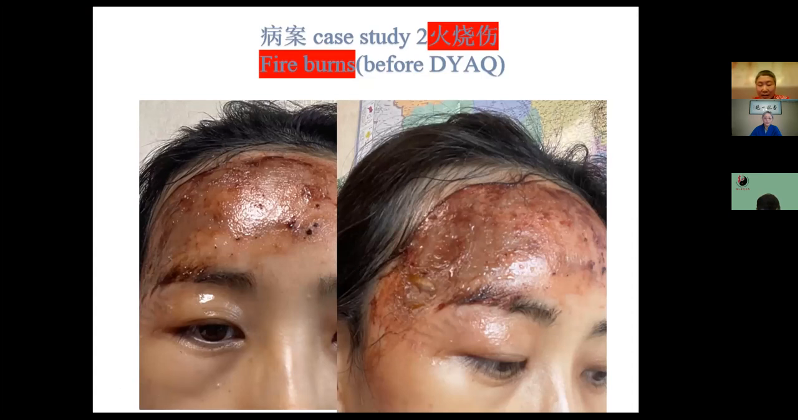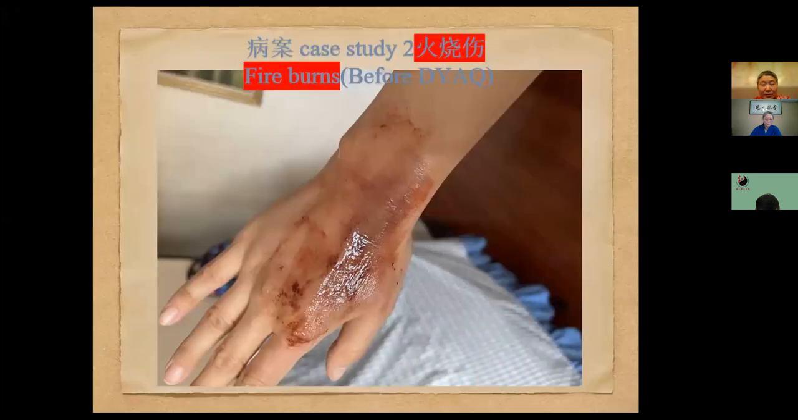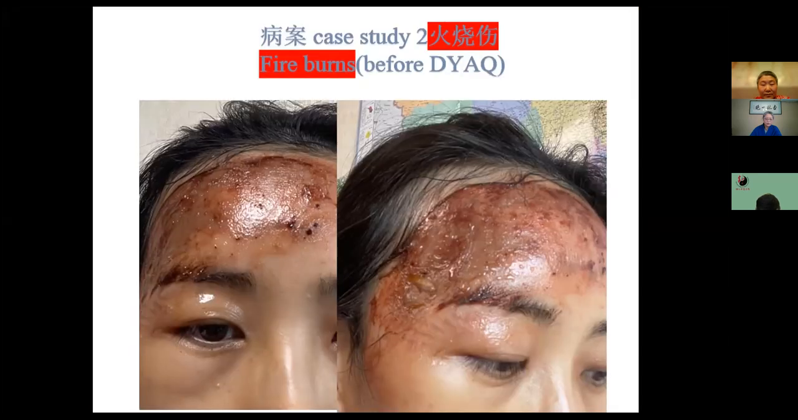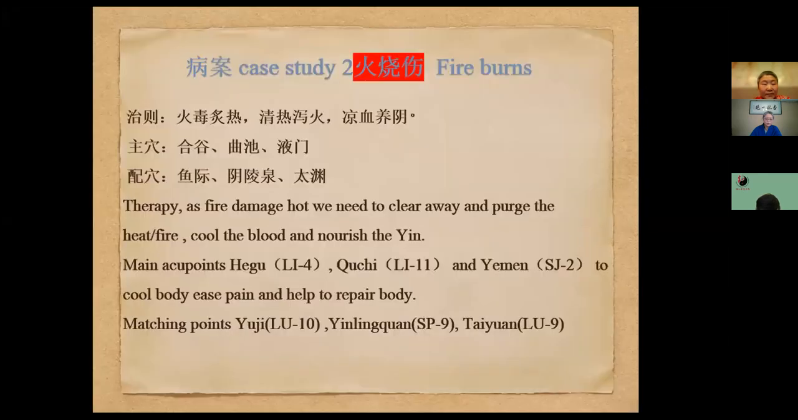So we can see this is the before. This is the before doing acupuncture. If she had done acupuncture, Hegu in the first place, maybe the blister would not have come. So this is the hand. And now we use Hegu, Qiqi, Yemen, SG2.